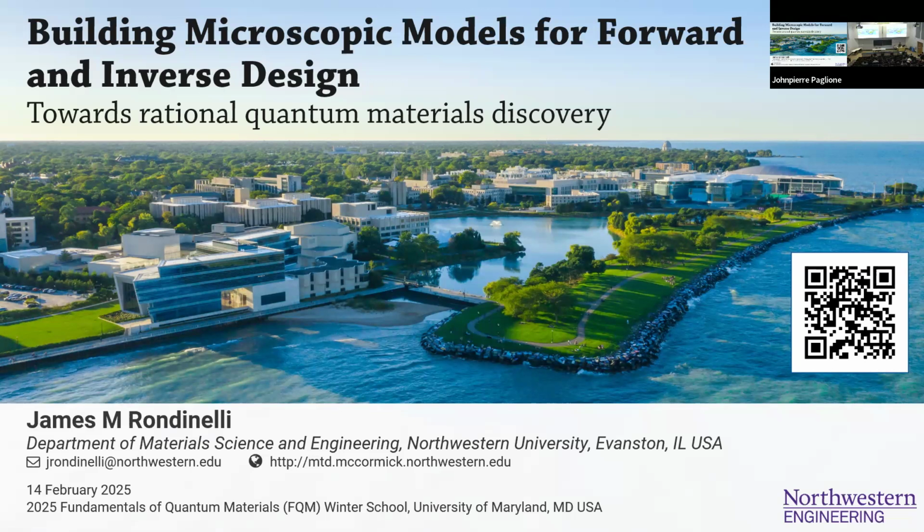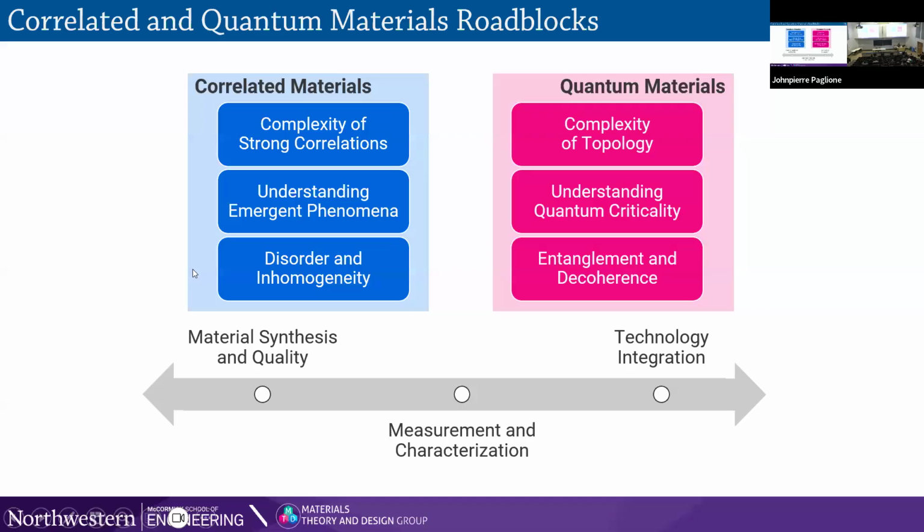JP also told us yesterday that quantum materials originated here from the study of correlated materials. So I've tried to juxtapose correlated materials, at least how I understand it, from quantum materials. And there are many challenges that we as researchers, either scientists or engineers, are interested in overcoming. In correlated materials, it's understanding complexity of strong correlations, understanding emergent phenomena, understanding disorder and inhomogeneities in materials. And then quantum materials, we've heard many ideas about topology, understanding criticality, entanglement and decoherence. And this hasn't been discussed here, but this is very relevant in quantum sensing, quantum computing, which is an area of research I also work on.